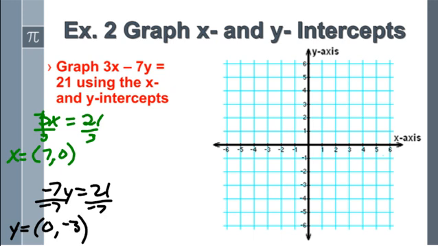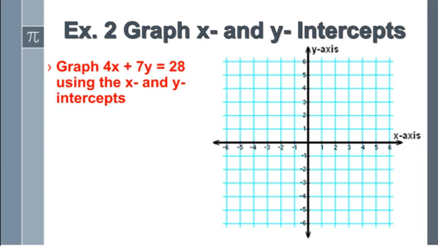I come over here to my graph, 7 and 0. 7 and 0 would be right here. And then we have 0 and negative 3 should be here. Now I can draw my line. There's my graph.